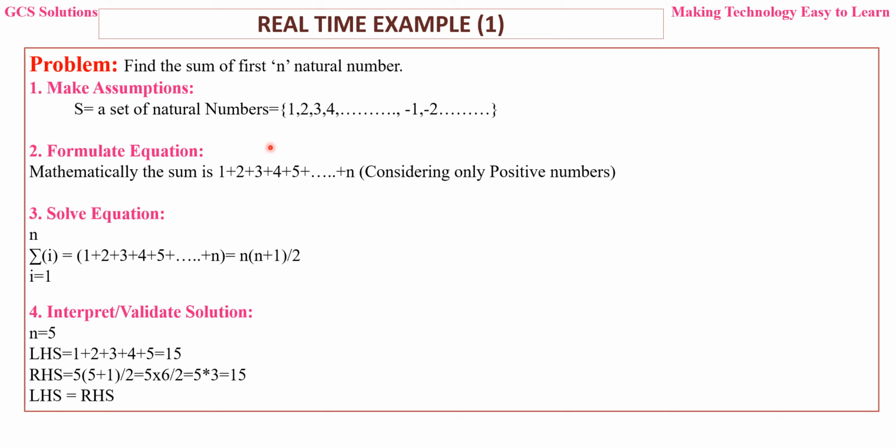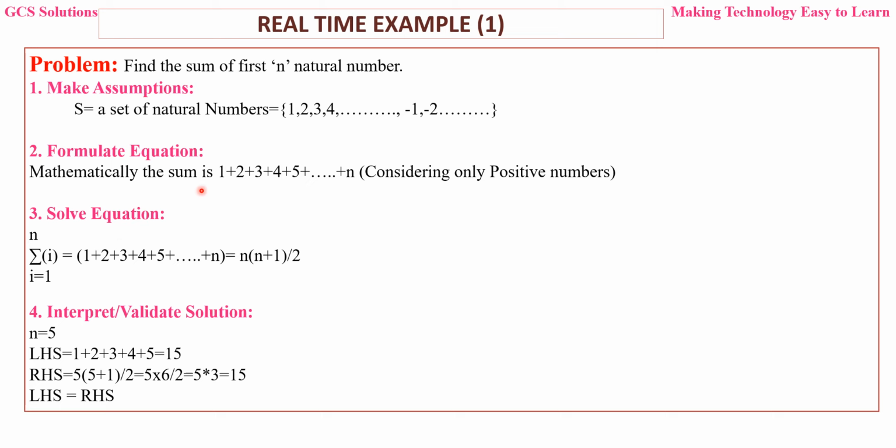Now, as per the given problem statement, I have to make some further assumptions. And what I do is the formulation of the equation to find the sum. So here mathematically the sum is 1 plus 2 plus 3 plus 4 plus up to n. Suppose I want to find the sum of the first 10 natural numbers, assuming the numbers are positive and considering only positive numbers, then I have 1 plus 2 plus 3 plus 4 plus 5 and so on up to n, up to 10. Now I will try to solve this equation.